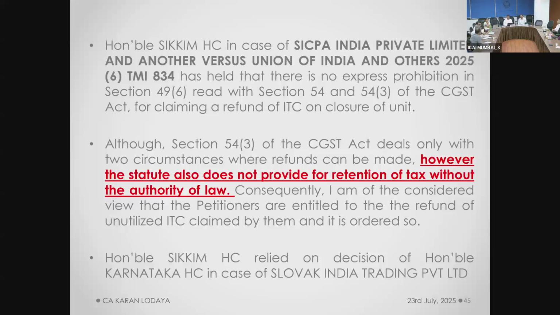Negative balance in my credit ledger, because of credit notes, and I have closed the business. Can I claim that refund? That you can argue, because then there is no tax liability to be adjusted, and credit notes mean supply is not made or you have paid excess. That you can try. That is on a different footing.